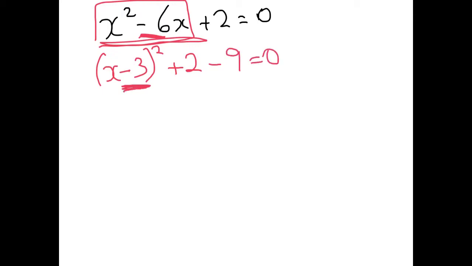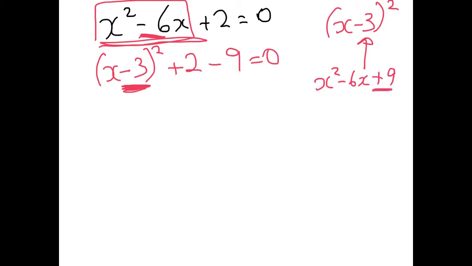If you're not sure about that step there, just off to the side of the page, expand that out and see what you get. And you will have an extra plus 9 term coming in here, x squared minus 6x plus 9. So that's the add-in factor. We need to take it out to keep it balanced. So now I've got x minus 3 squared equals 7.